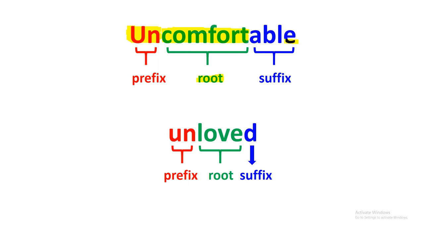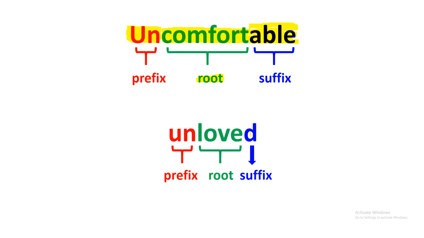Then I will have uncomfortable. I have here able. Able is a group of letters. They came after the root comfort, so they are called a suffix. What is the suffix? The suffix is a group of letters that come after the root. For example, uncomfortable. So I have here the prefix un, the root comfort, and the suffix able.